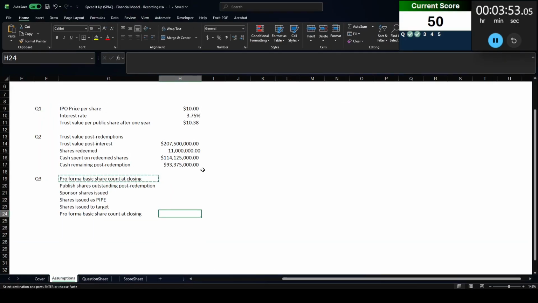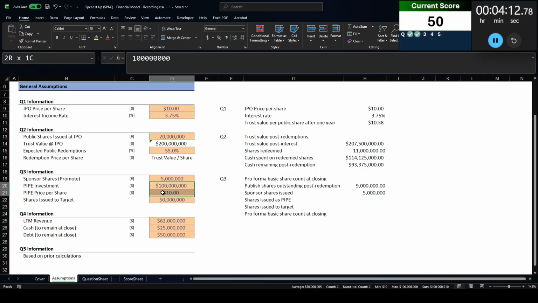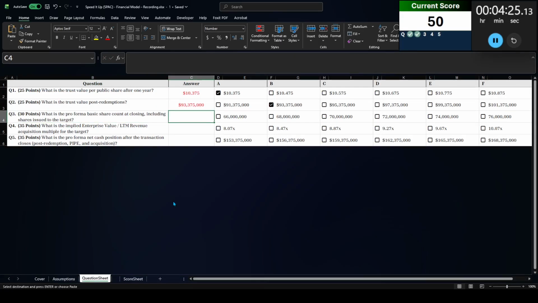Okay, so let's go back and look at this sheet here. Public shares outstanding post-redemption: there are 11 million shares redeemed out of the 20 million that were issued, so that'll leave us at 9 million shares post. Sponsor share issues are already listed here as part of the given information. For shares issued as PIPE, we have the PIPE investment and the PIPE price per share, so we can divide these two to get the number of PIPE shares issued. And the shares issued to target is also listed right there as well. So the total number of shares I have is 74 million there.